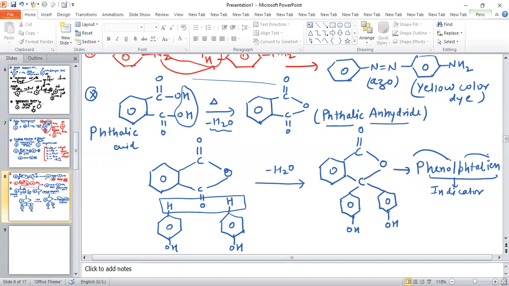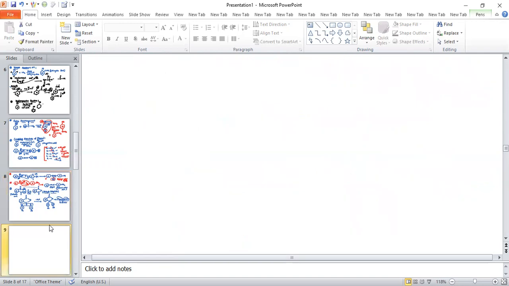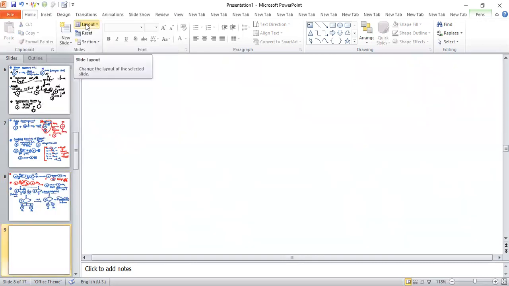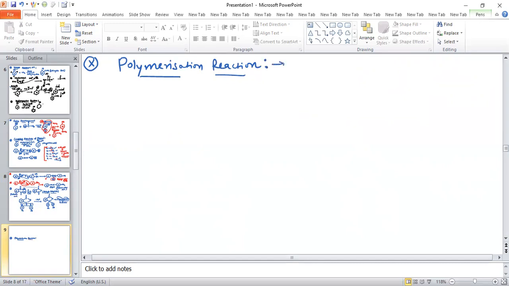Now phenol has some more reactions related to polymerization. Phenol can also undergo polymerization reaction. So what is basically the polymerization reaction of phenol?